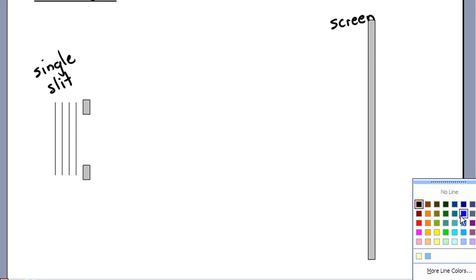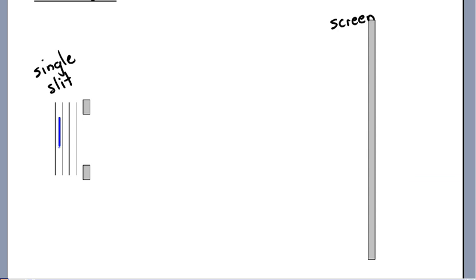So we've got, over on the right, our wall of the classroom. Here's the screen, or the wall, where the pattern shows up. Got my single slit over here. In comes my laser light. You can see that there's some size to this opening. So the aperture size is this big. Could be 1/100th of a millimeter.